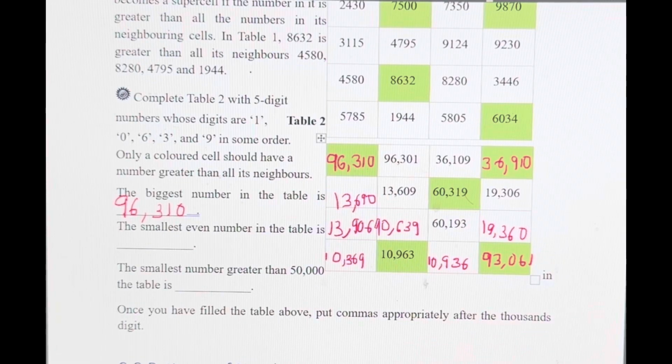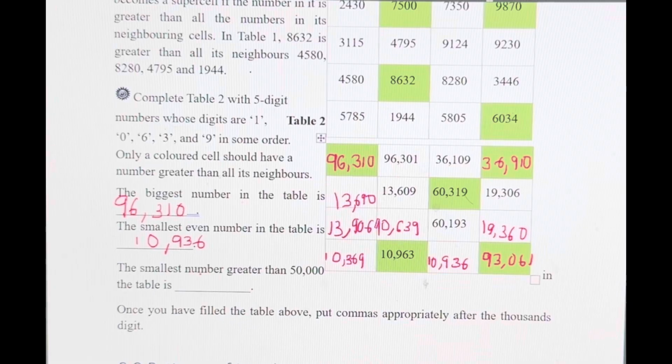If we take the smallest even number in the table. Smallest we want, so we look at the numbers starting with 10,000. These are 4 numbers starting from 10,000. We want an even number, and there is only one even number here, so that would be the smallest. 10,936 is the smallest even number here.